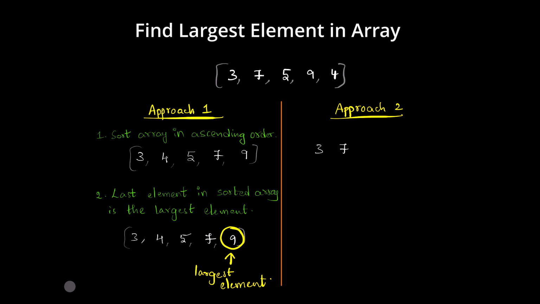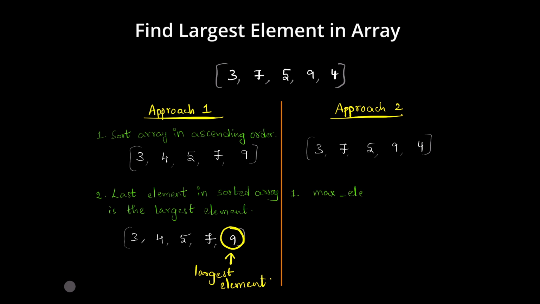The second approach is to find maximum in single pass. This is a more efficient method to find the largest element. Instead of sorting the entire array, we can simply go through each element once and keep track of the largest number we've seen so far. Let's go through the steps.